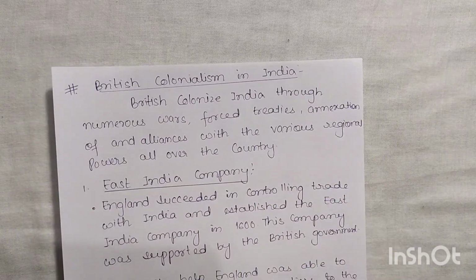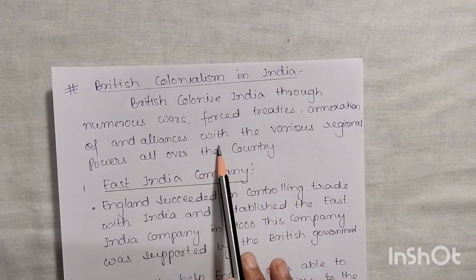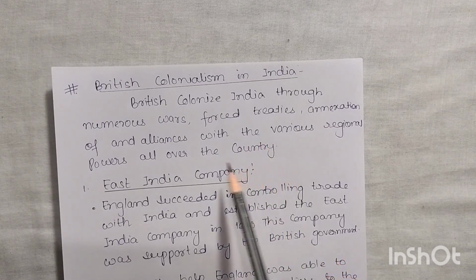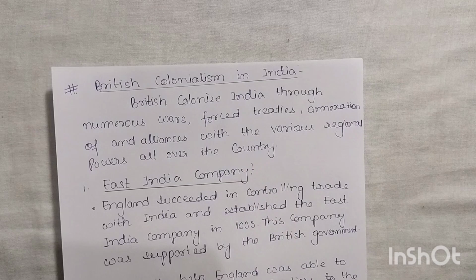British colonialism in India. The British colonized India through numerous wars, forced treaties, annexation or alliances with the various regional powers all over the country. Since India was under the rule of so many provincial kingdoms, what did they do? They fought with them, and then forced treaties and agreements, annexation and alliances with the various regional powers all over the country.